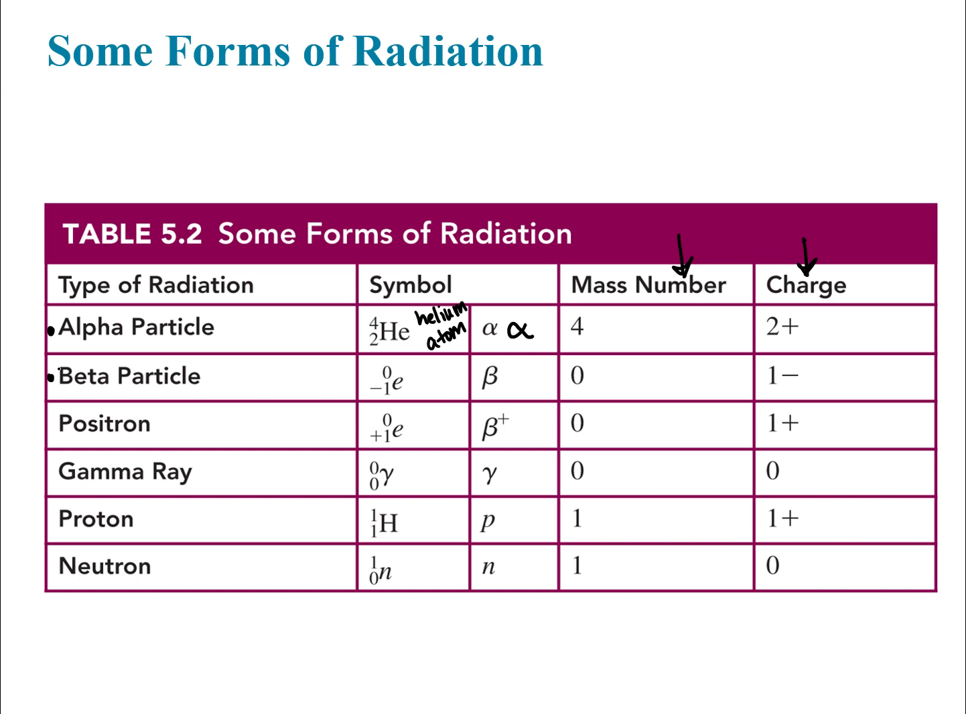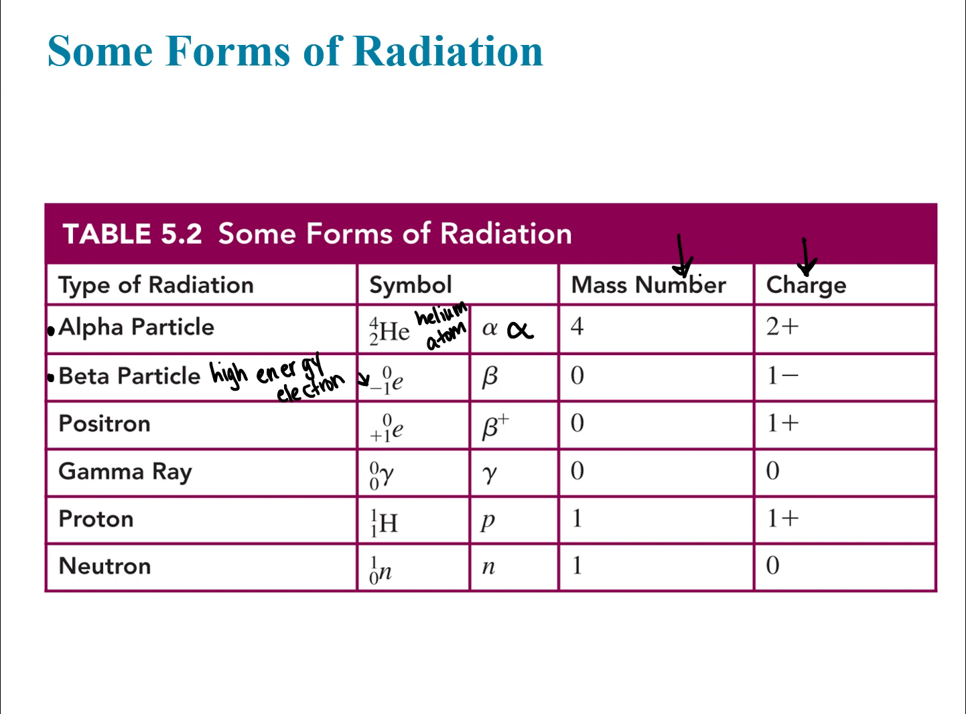The beta particle is essentially a high energy electron. And its atomic number is -1, because its charge is -1. When we talk about balancing nuclear equations, we'll talk about what that means in terms of balancing and figuring out atomic numbers and mass numbers and things like that.